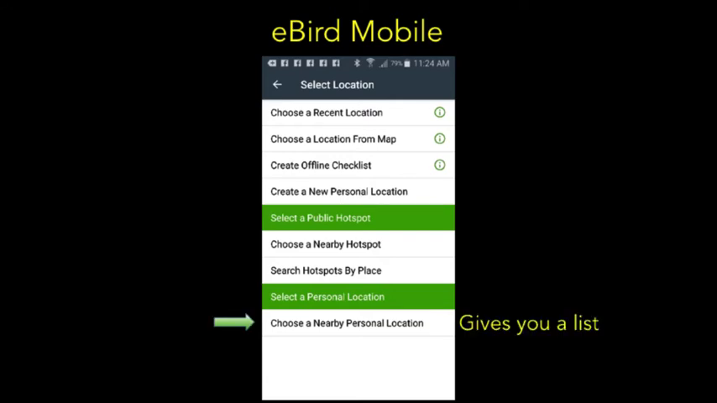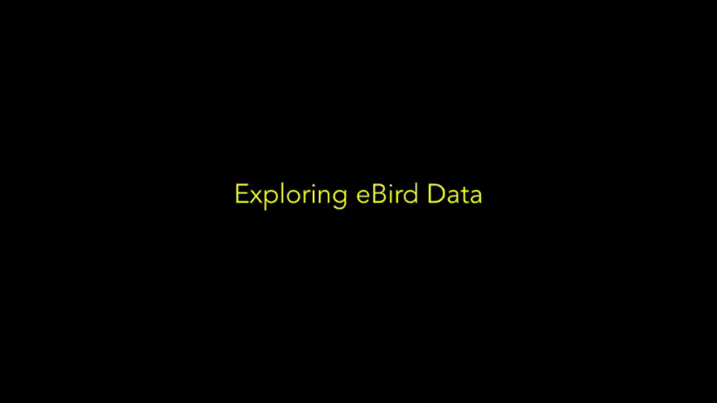And choose a nearby personal location, it will give you another list. If you've maybe named your locations neighbor 1, neighbor 2, neighbor 3, or whatever, you can go in there and search for that. Okay, so now we've got the data in.